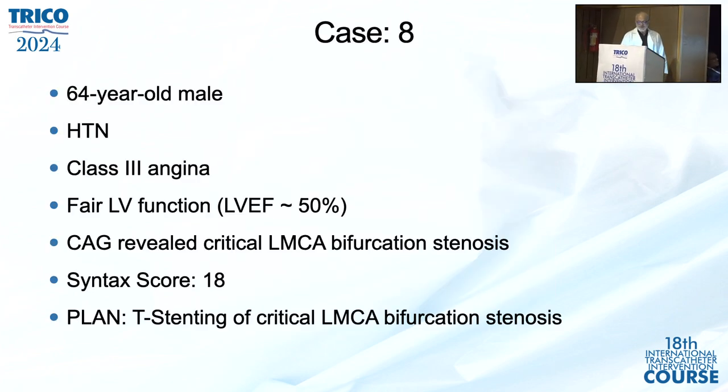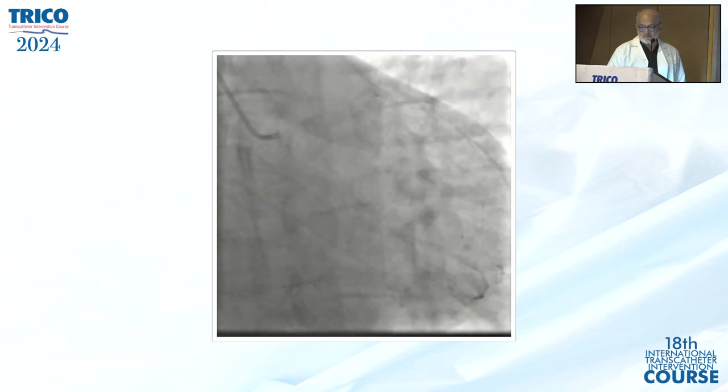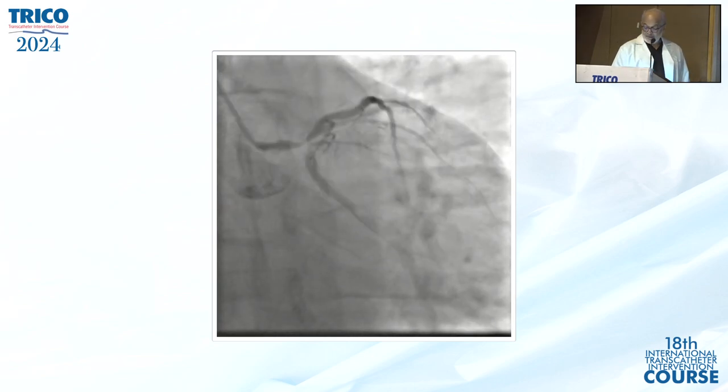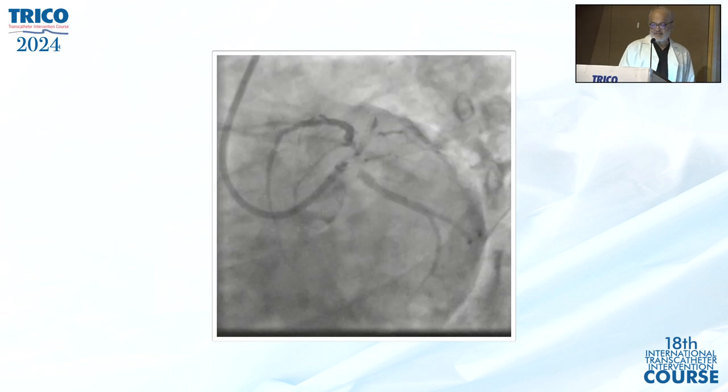So, this was our case, a 64-year-old male, hypertensive, class 3 angina, fair LV function. Angiogram revealed critical left main bifurcation stenosis, SYNTAX score of 18, for T-stenting of the critical left main bifurcation. We are doing it regularly. But here, to our bad luck, this was the first injection.